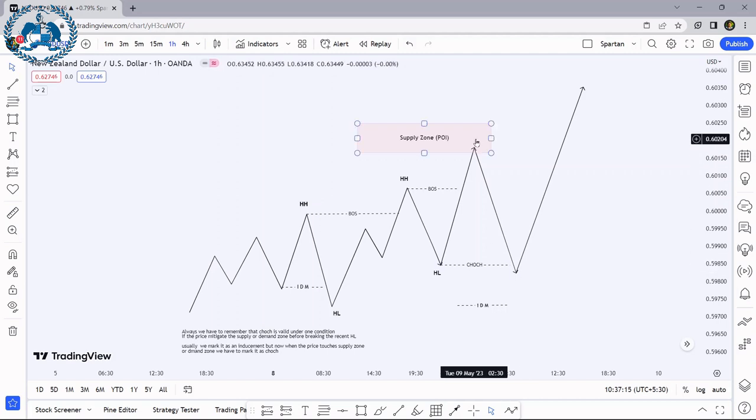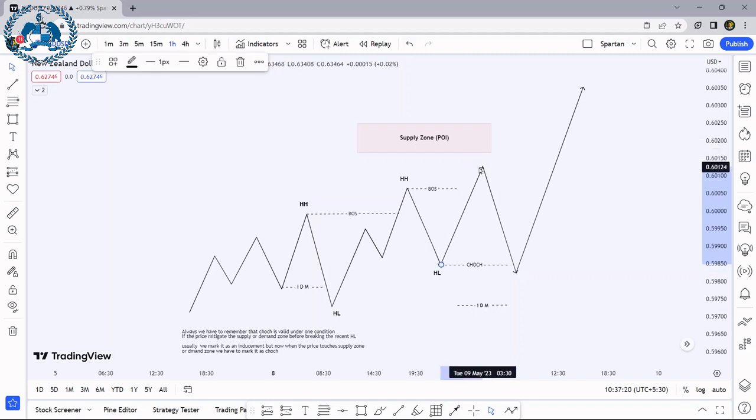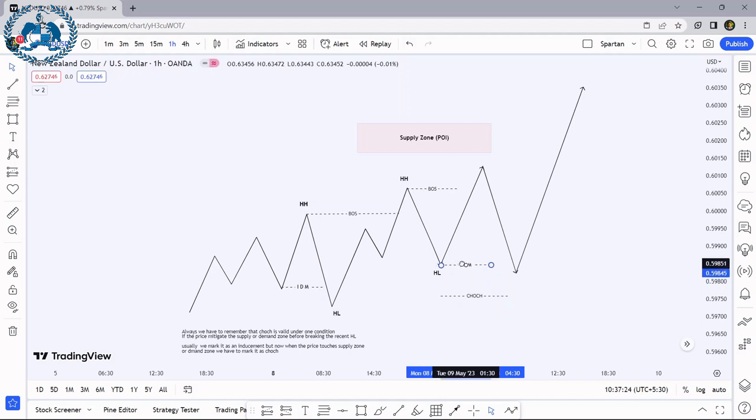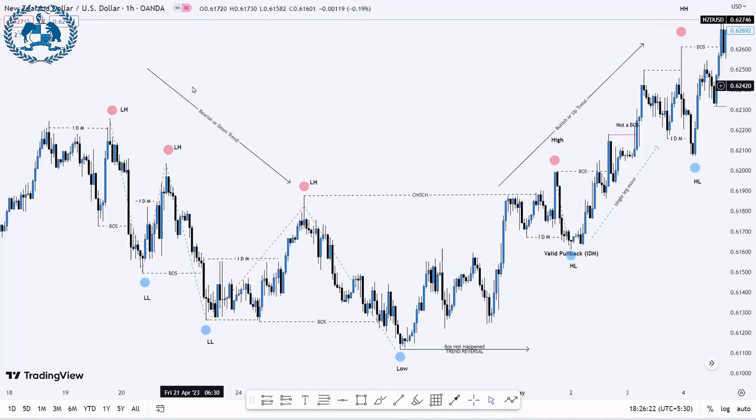In case the price is not mitigating this supply zone, then this will be our inducement. And we have to keep marking our higher highs and higher lows and break of structure. As it is a bearish trend, the price pushes downwards. In this we are confirming lower high, lower low, bearish BOS, again lower high, lower low and bearish BOS.